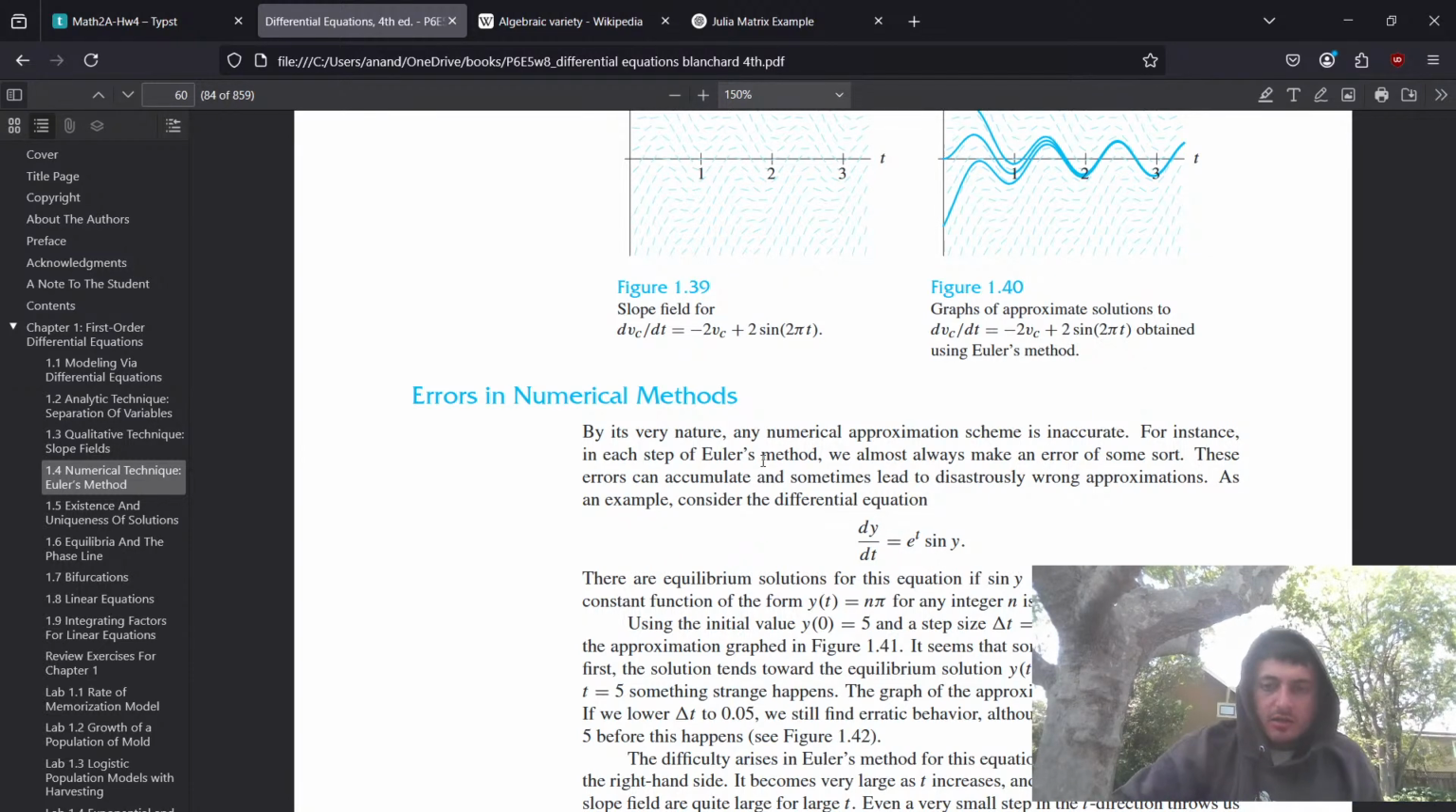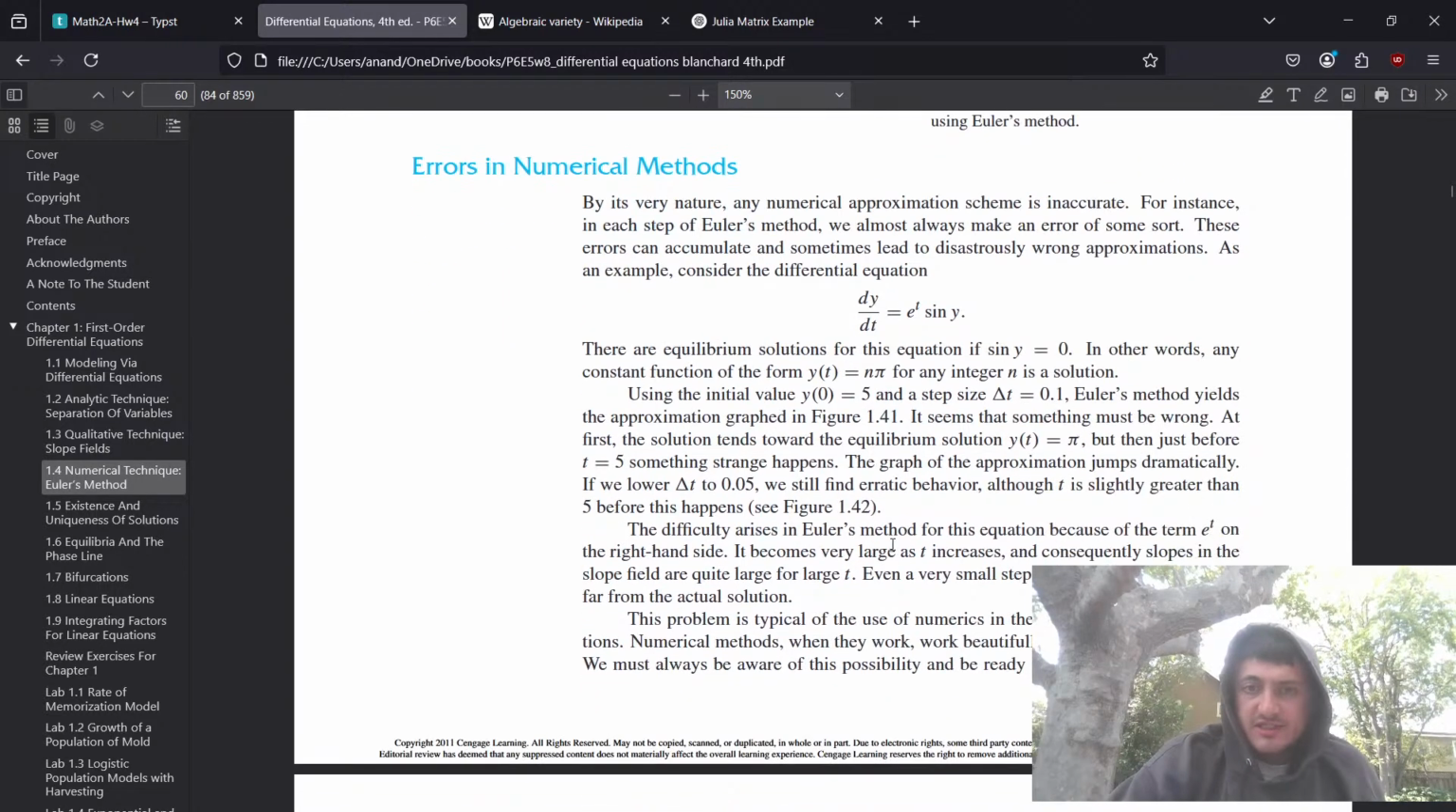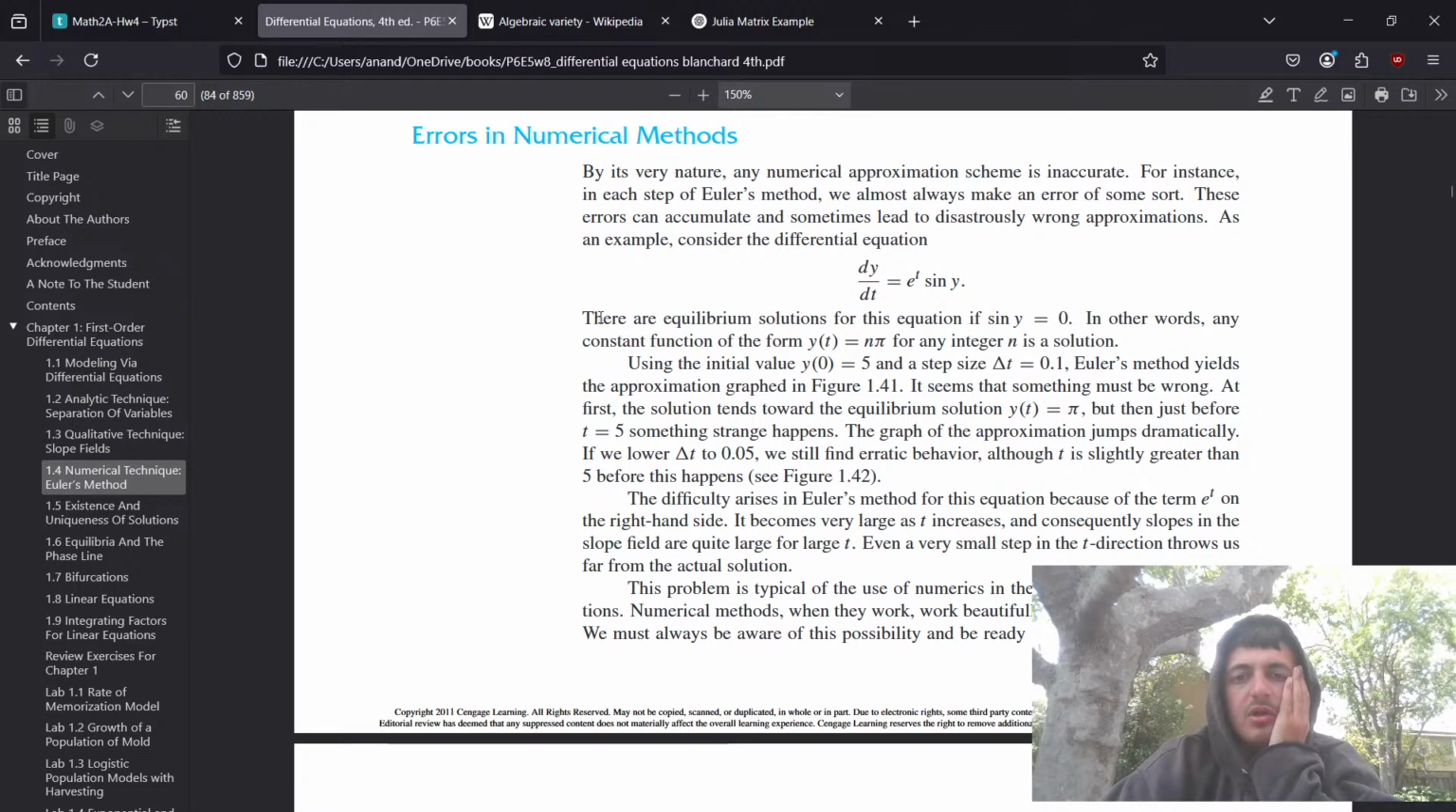Okay, so let's look at errors. So we have this differential equation, and we'll see that numerical solutions can be problematic. There are equilibrium solutions for this equation if sine y is equal to 0. This is actually an interesting differential equation. I don't know what the integral of 1 over sine y is, but in other words, any constant function of the form y of t is equal to n pi.